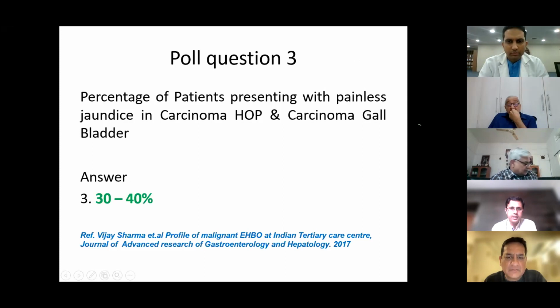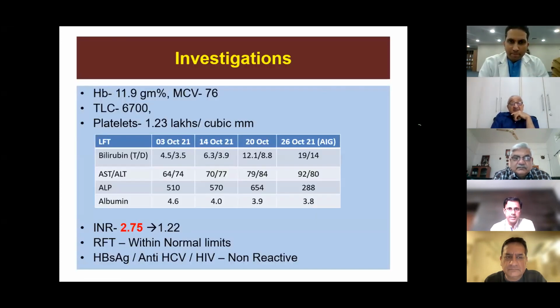This is again a series from the SGBJ group. They have the percentage of patients having painless jaundice in case of carcinoma head of pancreas and gallbladder as 30 to 40% around. This is published in Advanced Research of Gastroenterology and Hepatology 2017. So, Dr. Adis, can you go to investigations? We'll move on to the investigations.